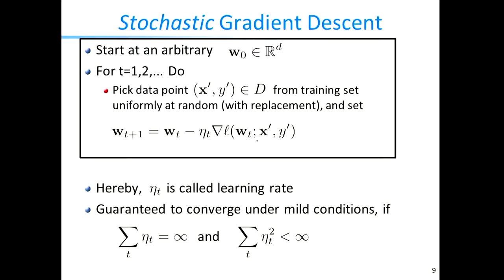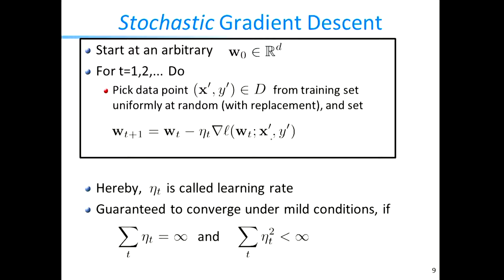So basically, this is what this does here. You take the previous weight vector and you subtract eta t, the learning rate, times the gradient only with respect to the loss evaluated at this one random point, x prime, y prime, that you've picked.